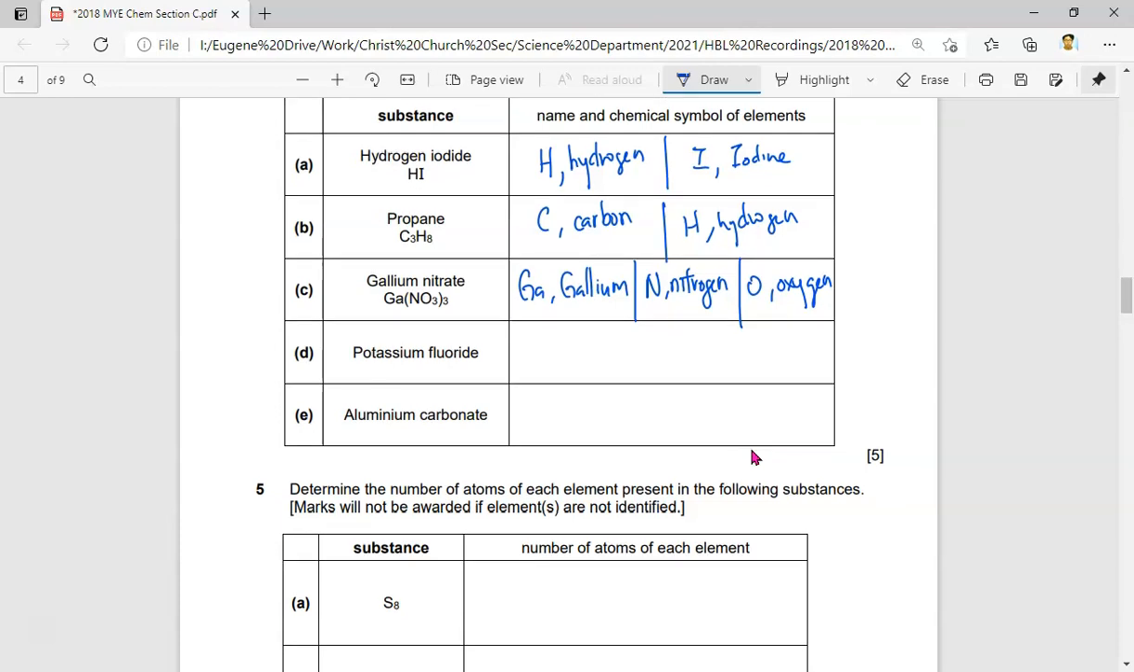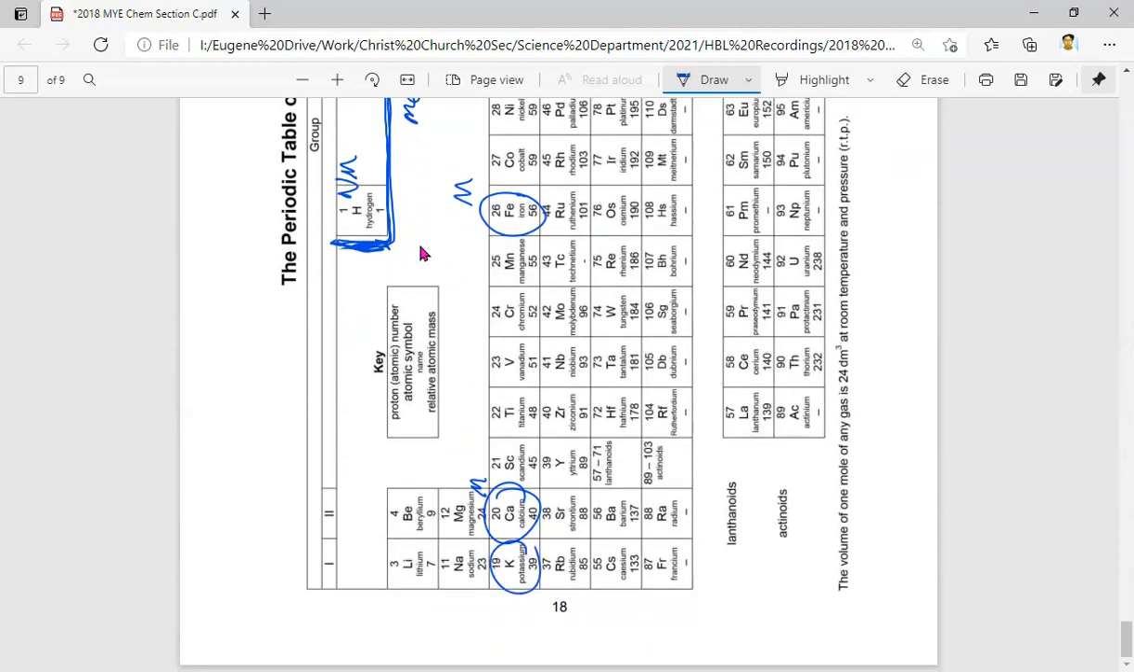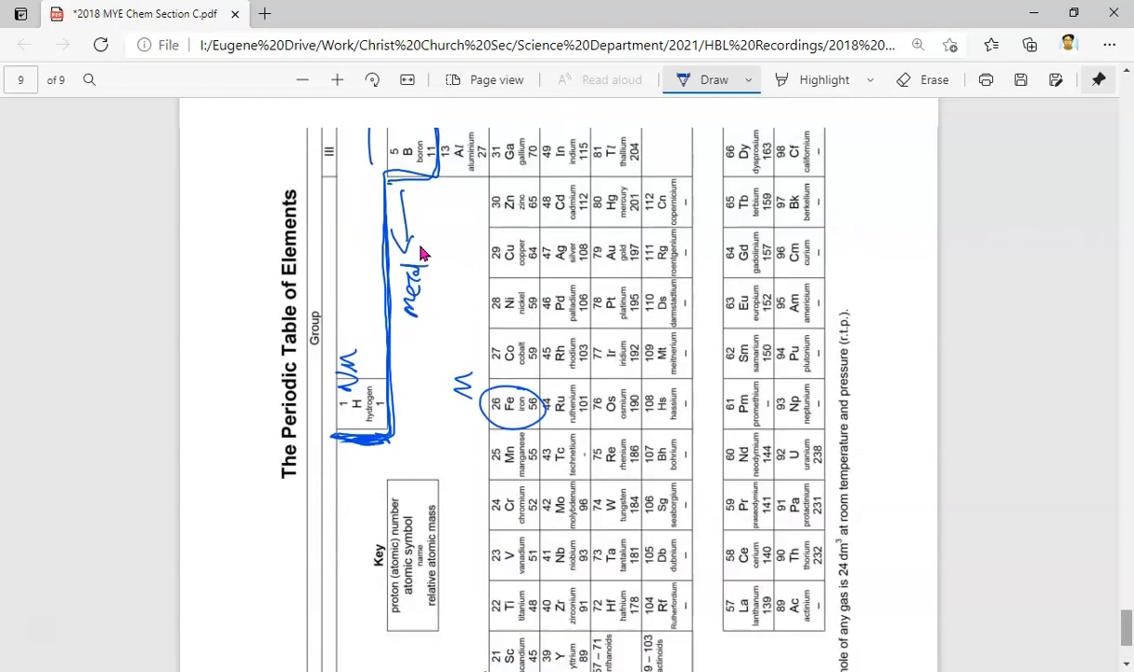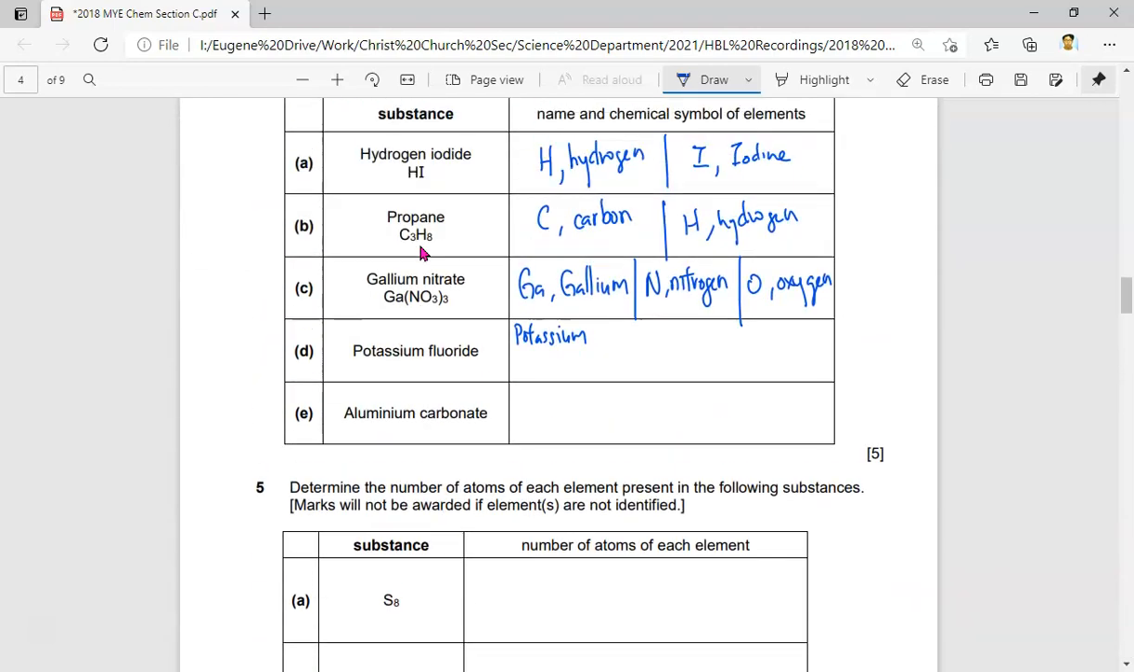Next one. Oh, now I do not have the chemical symbols ready. So I need to take note here. Potassium fluoride. Potassium is an element. If you look at a periodic table, potassium is over here. The chemical symbol is K. So please always refer to your periodic table to find out what is the chemical symbol. So potassium is K.